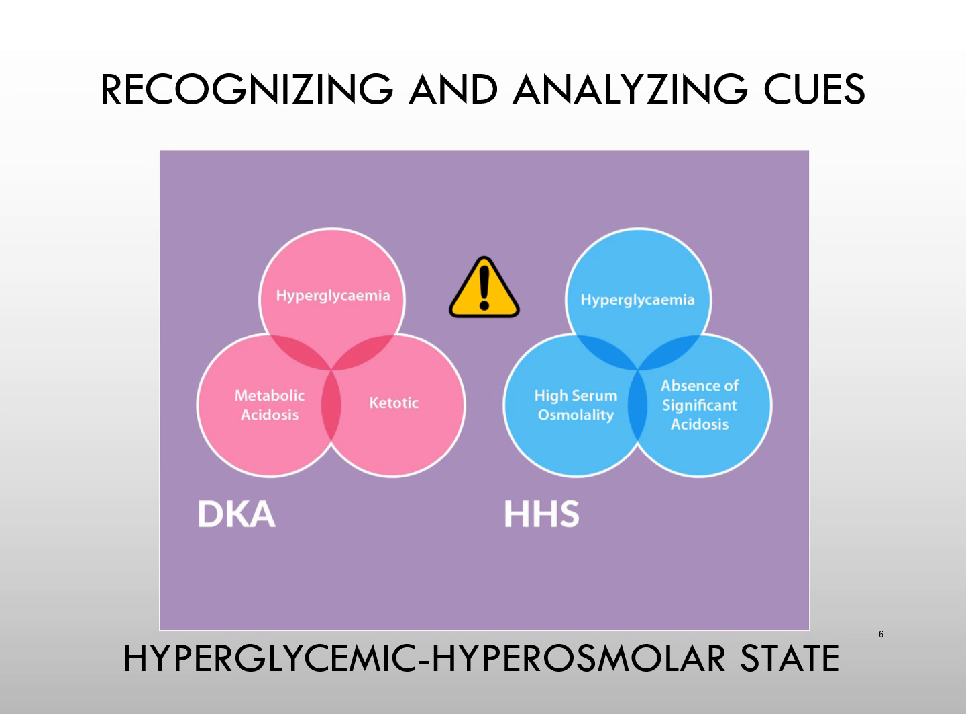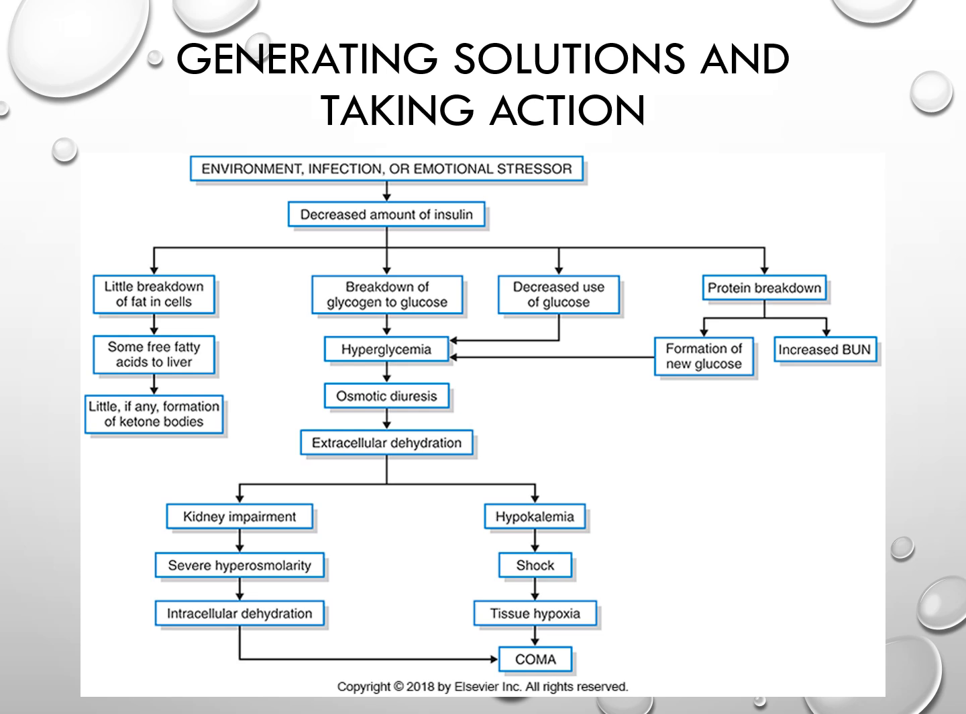HHS will occur more frequently in the older adult than other age groups that have type 2 diabetes mellitus, and they do not know that they have diabetes mellitus. The mortality rates are also higher, and they're as high as 16%. So how do we take care of these clients?